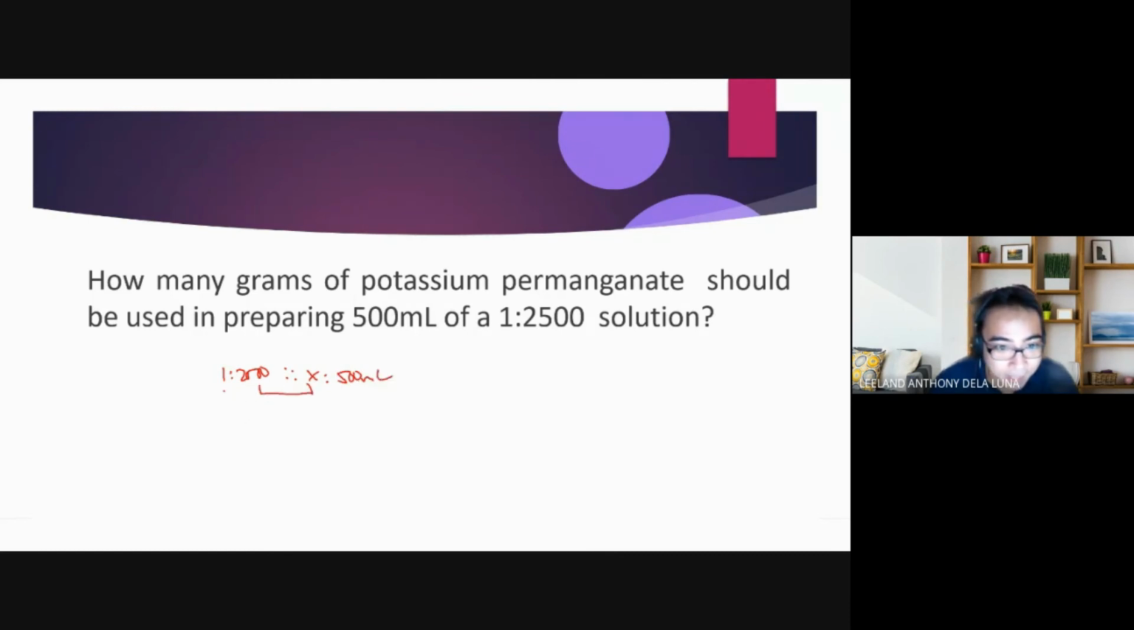Sabi nga natin, in, out, out. Or means, extremes. So that would just simply give you 500 divided by 2,500. That's 0.2 grams. So are we good?